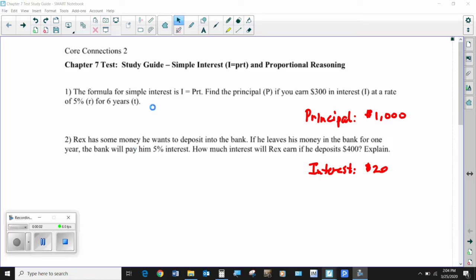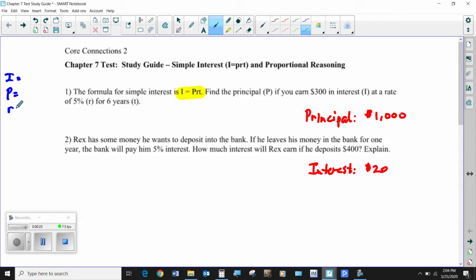Alrighty, let's take a look at our study guide from yesterday. First problem is a simple interest problem. Says the formula right here, I equals PRT. Typically, when I'm going to solve these problems, I'm going to read through and identify, did they tell me what the principal was? Did they tell me what the interest was? Just do the 5D process for all of this.